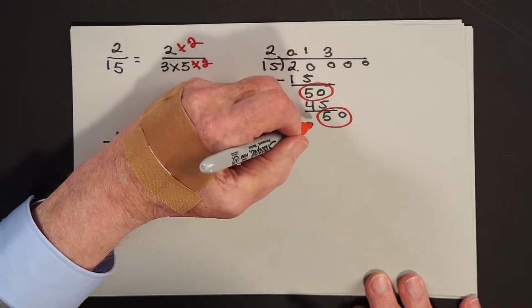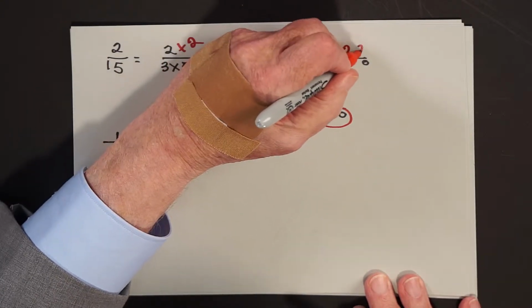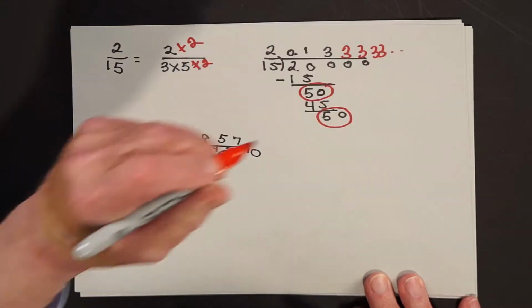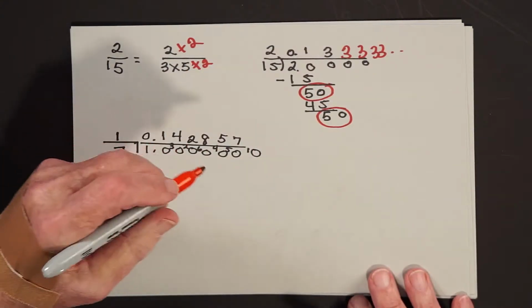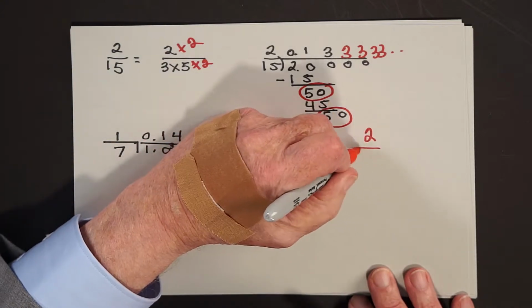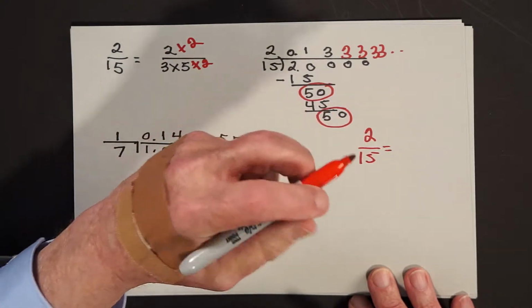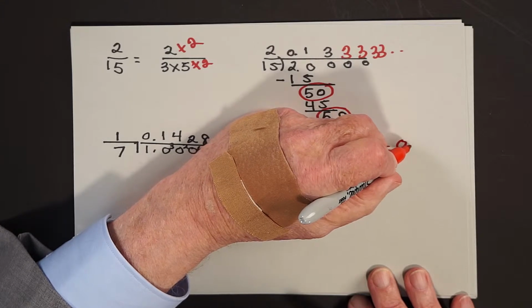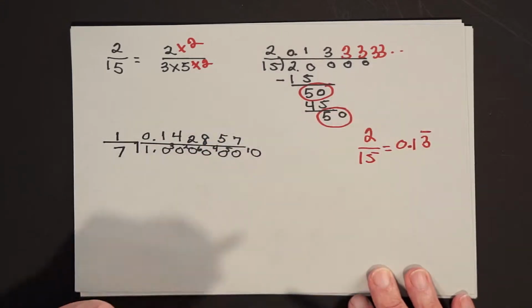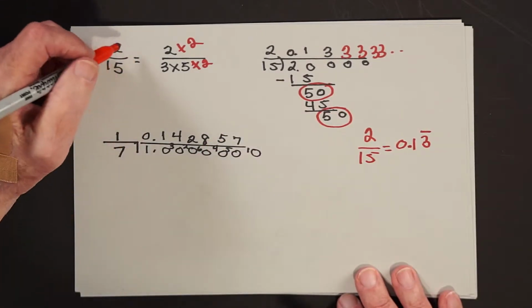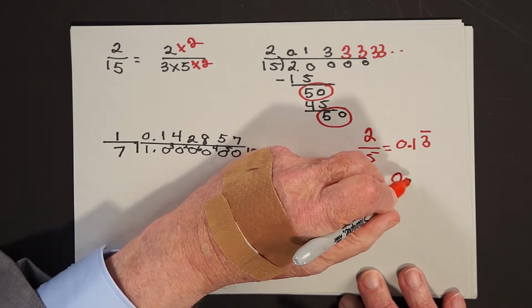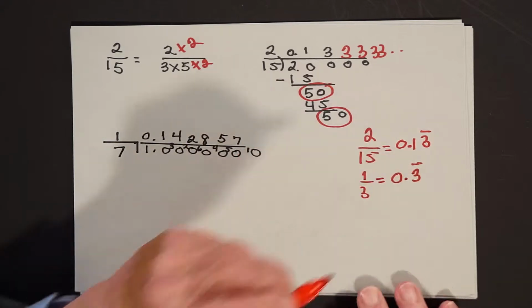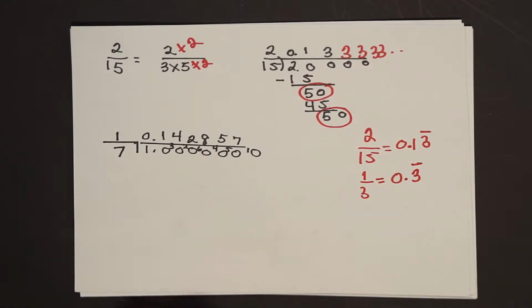I know that just by seeing what's happened here, I'm going to keep getting nothing but a sequence of 3s over here. Okay? By the way, I could invent a notation for that. Since the 3 is going to repeat endlessly, I simply put a bar over the 3 to tell me that. The same as with 1/3. It's 0.3 and the 3s repeat endlessly, so I just put a bar over the 3.